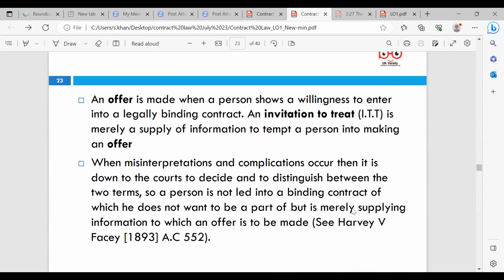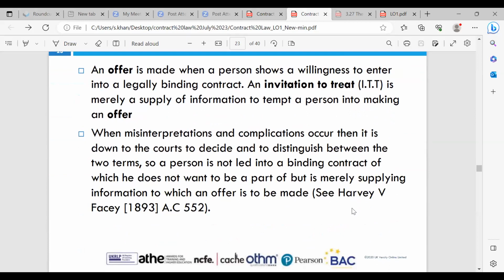An offer is made when a person shows a willingness to enter into a legally binding contract. An invitation to treat, which is referred to as ITT, is merely a supply of information to tempt a person into making an offer. Things like if there's something in the window, which was a good example of the book, or a toy that a child wants, that's an invitation to tempt that child and for him to tell his parents that he wants that car or doll or anything like that.